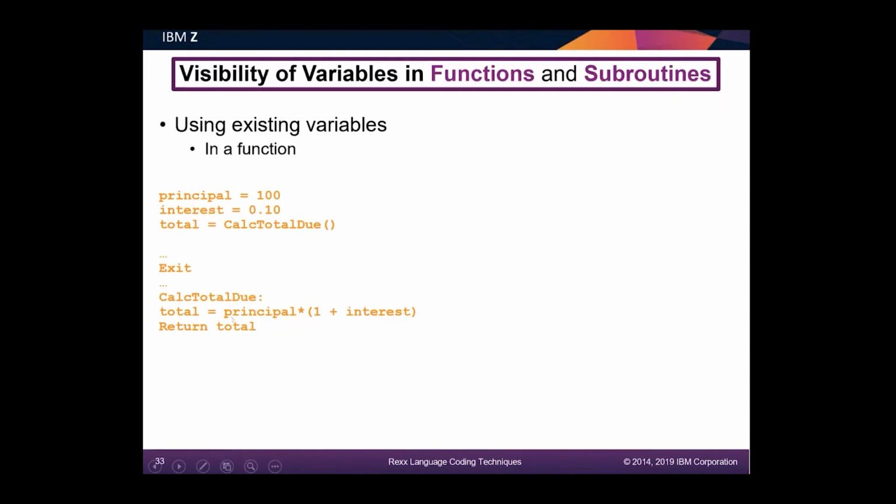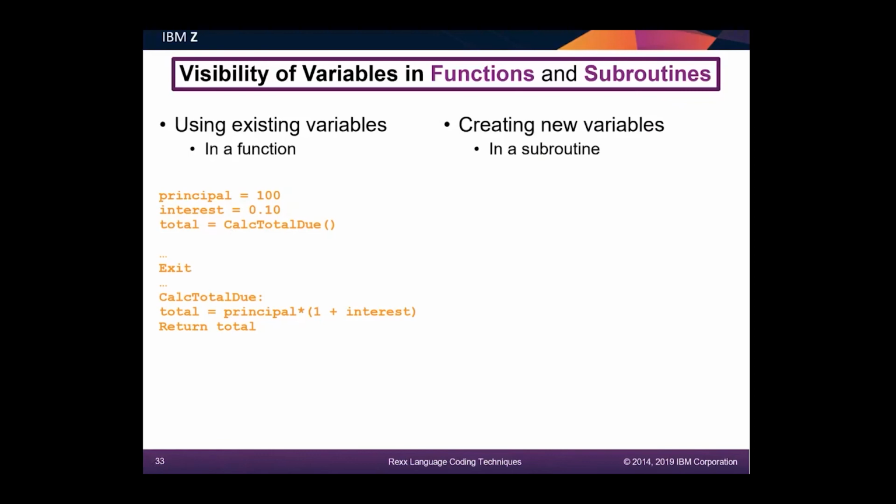So I really could have made this just a subroutine and not had to pass anything back because total was very visible right up here. The only reason I had to pass it back was because I used a function, and a function must return a value. So I had to do something on the return statement to return a value because I was calling it as a function.